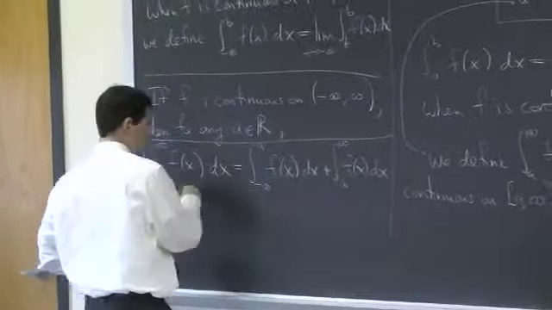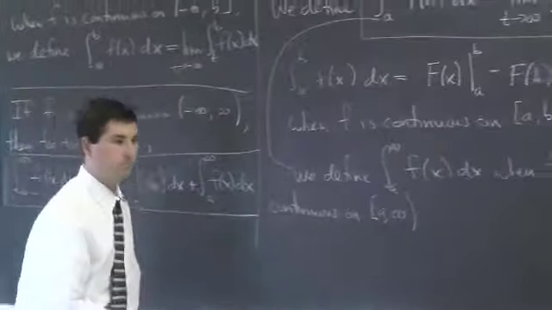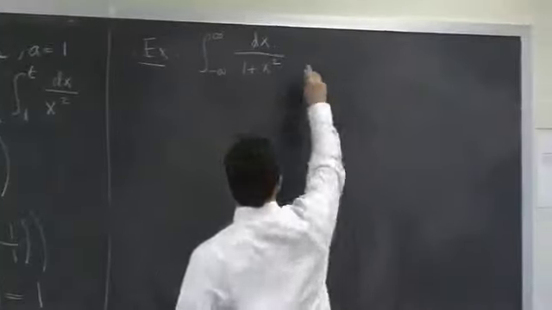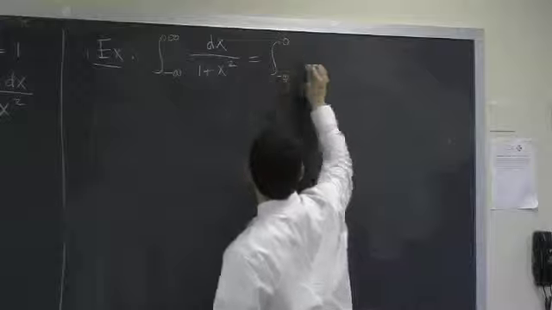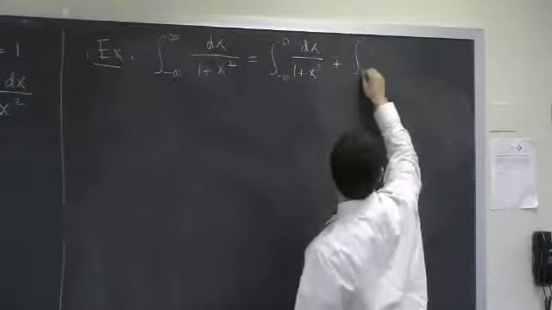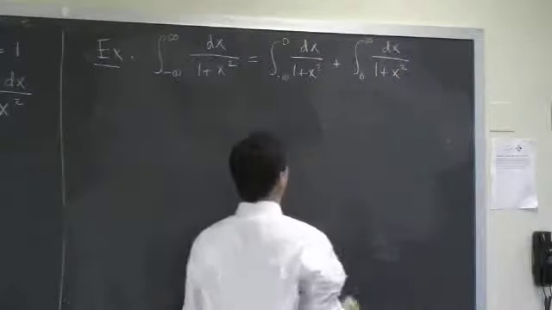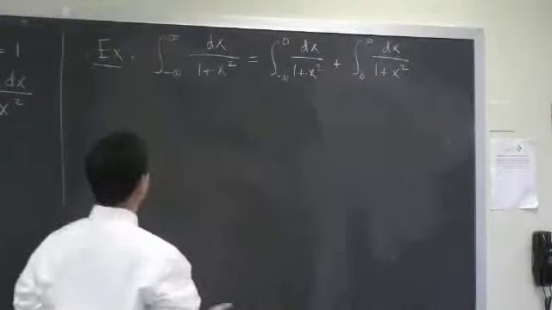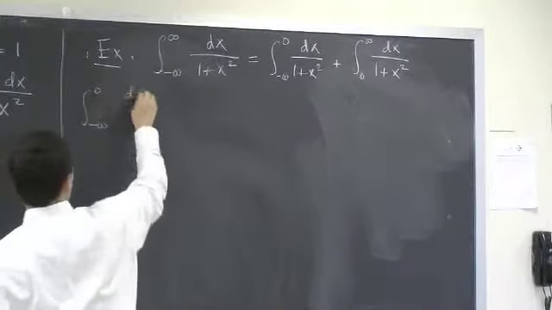Okay, and where do we split it up? Well, we can split up anywhere we want to. Where would you like to split it up? 0, what a good idea. Okay, so let's split this up. Okay, so we'll go from minus infinity to 0. And then we'll go from 0 to infinity. Okay, so now we need to evaluate each of these. So for the first one, let's do them separately. Minus infinity to 0.